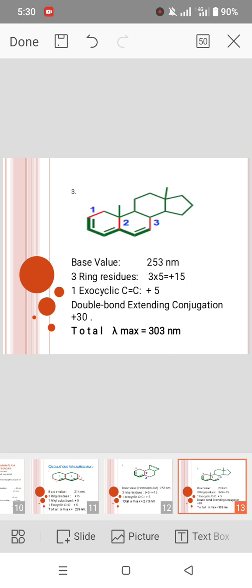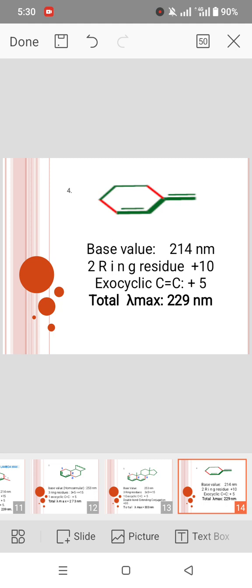You can see that in addition to these 2 conjugated carbon-carbon double bonds, I have a third double bond as well. This is why I have to add 30 if I have a double bond extending conjugation in the diene. So the total lambda max is 303 nanometer.